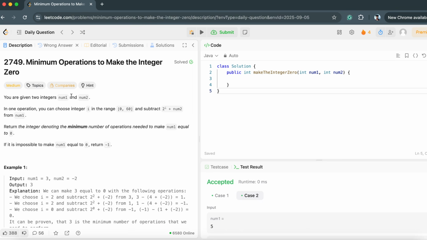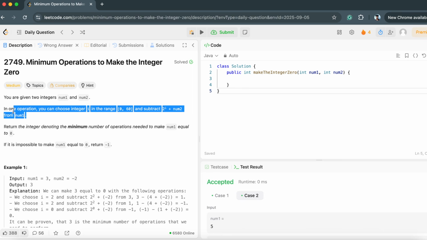You are given two integers num1 and num2. In one operation, you can choose integer i in the range from 0 to 60 and subtract 2 to the power of i plus num2 from num1. Return the integer denoting the minimum number of operations needed to make num1 equal to 0. If it is impossible to make num1 equal to 0, we have to return -1.